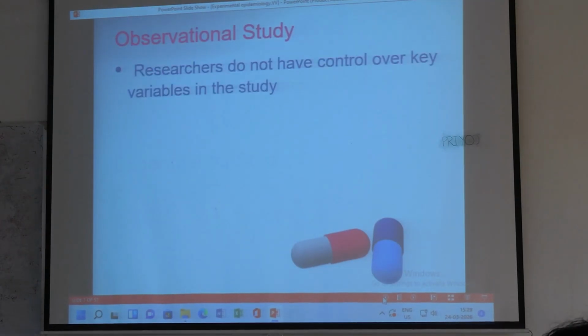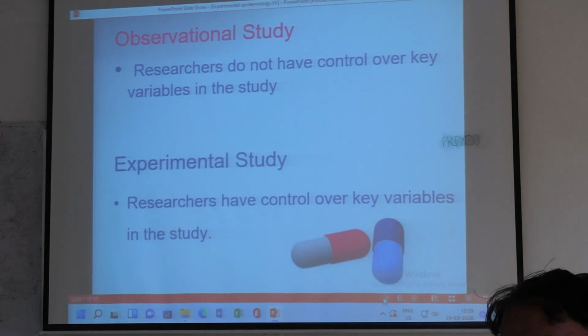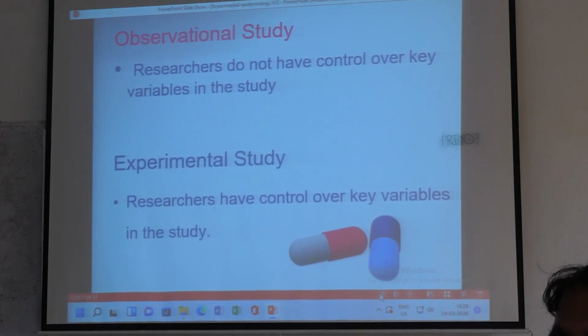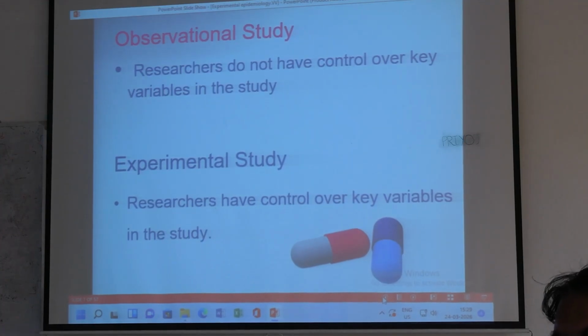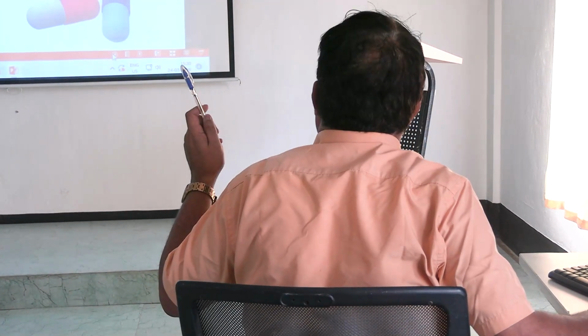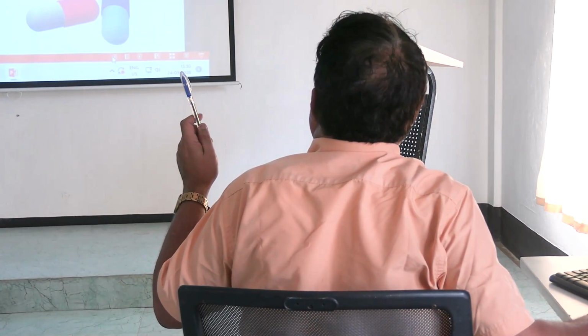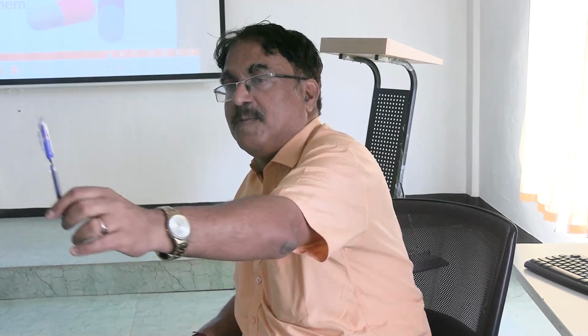In an observational study, researchers don't have any control. Here you have control over the thing. I have got a new drug and I am going to give this to so and so people. So I have control over it. Researchers have control over key variables in the study. Here I am giving this to 3 of you, and the other 2 I am not giving it.